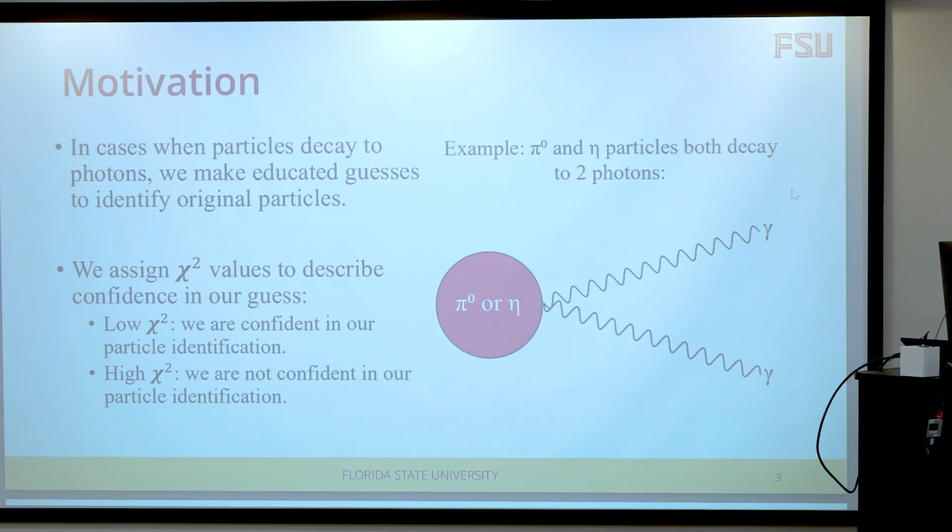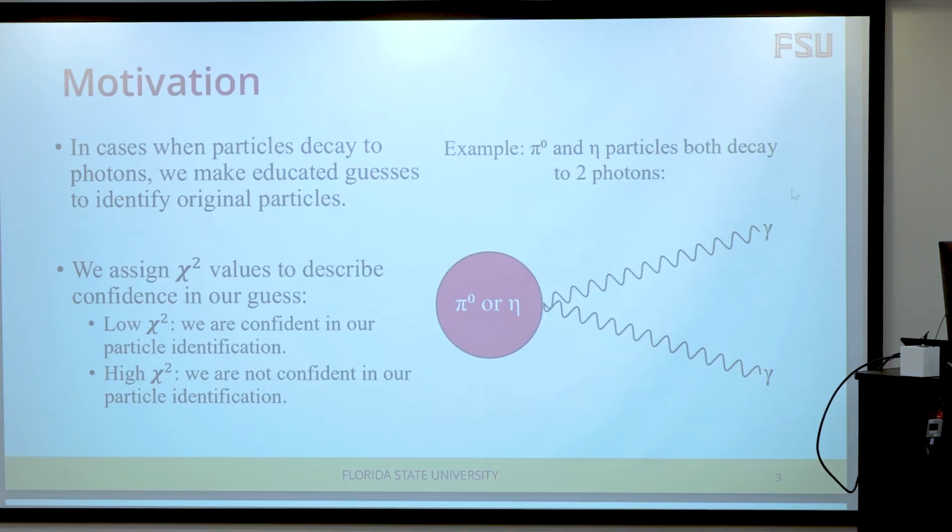So as I mentioned, some particles will decay to photons before we can measure them. So in order to figure out what those particles were, we have to make educated guesses based on those photons that we can see. For example, a neutral pion and an eta particle will both decay to 2 photons, which leaves us in a bit of a bind identifying what the original particle was, since all we see are those 2 photons, and we can't make a conclusive decision about whether it was a neutral pion or an eta.